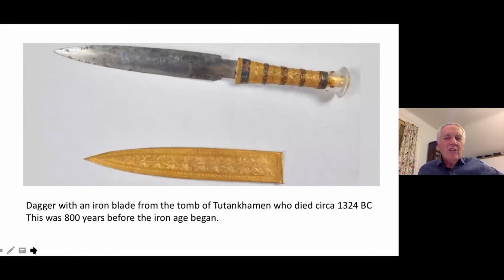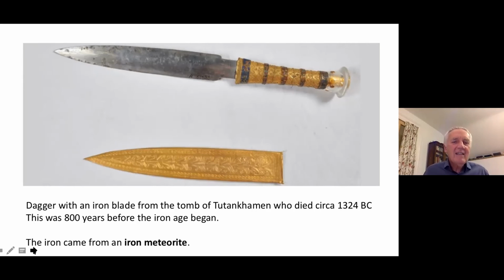It was found in Tutankhamun's tomb. He died around 1324 BC. And this is a dagger with a gold handle and a gold sheath, but the blade is made of iron. Now, this was 800 years before the Iron Age began. So what is going on? Well, the answer is, and some of you I'm sure know this, that the iron came from an iron meteorite. And it's meteorites that give us the answers to the questions about how the Earth was formed.